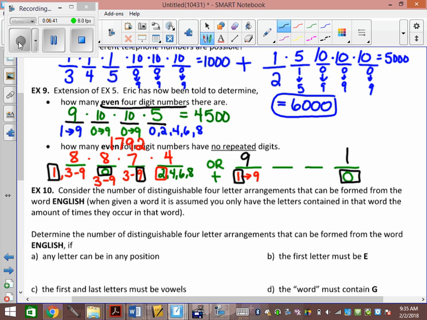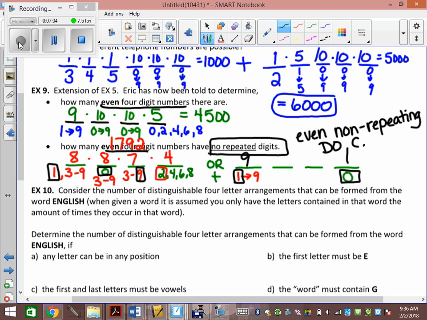That's why we had to do them in separate cases. We can't do them together. And it's only for even, non-repeating. Only even, non-repeating. We only do cases for even, non-repeating. If this was repeating, we'd be fine, right?